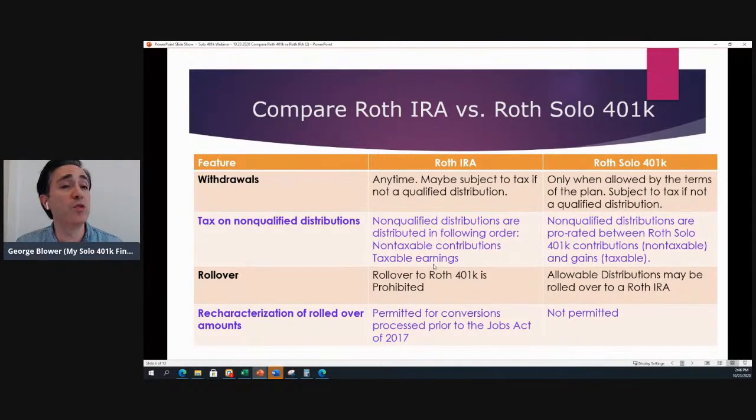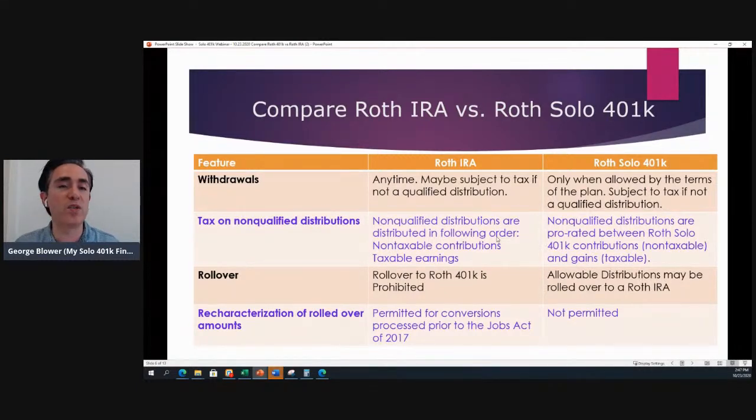So in terms of a Roth Solo 401k, when it comes to withdrawals, you have to meet a triggering event. So it has to be allowed by the terms of the plan. It's going to be subject to tax if it's not a qualified distribution. And just to skip down to the next line too, in terms of what the tax is, you have to take a prorated amount of the basis, your contributions, the basis, and the gains.